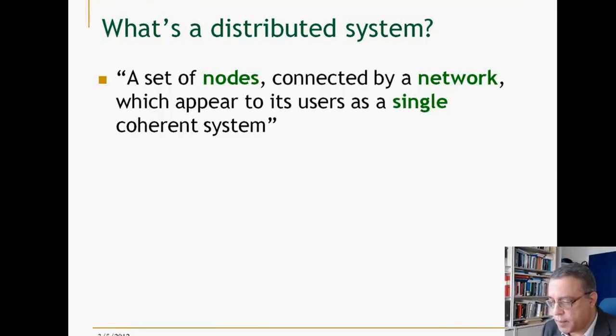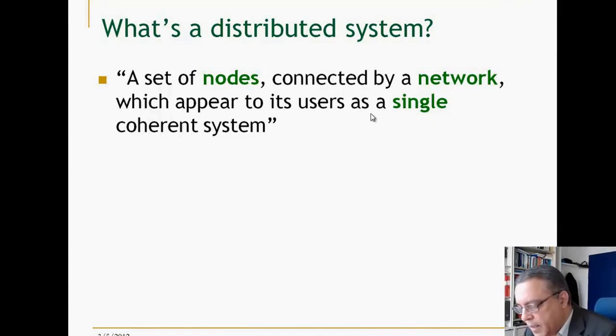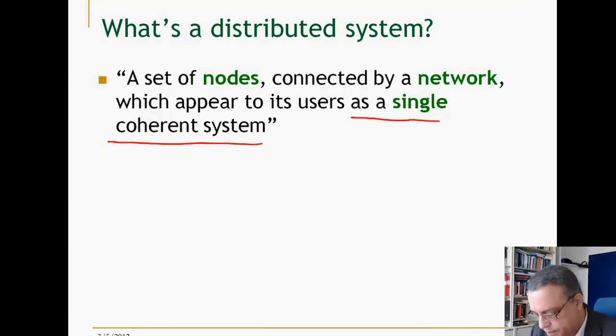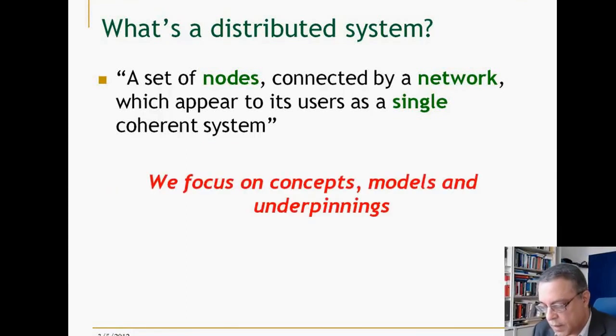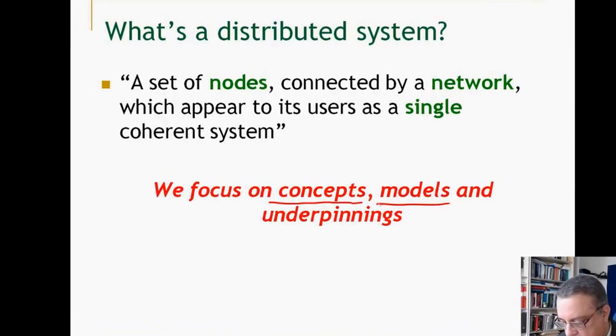So really, what is a distributed system? A distributed system in this course is a set of nodes, that is computers, machines, connected by a network. They work together to do some service or some application. That's why we say that they appear as a single coherent system. So what are we going to do in this course? We are going to focus on concepts underlying distributed systems, different kinds of computation models for distributed systems, and many basic algorithms and abstractions that are used to build fault-tolerant systems.